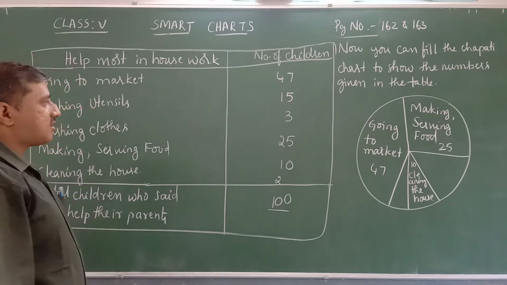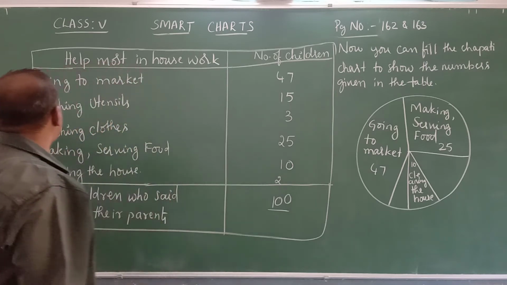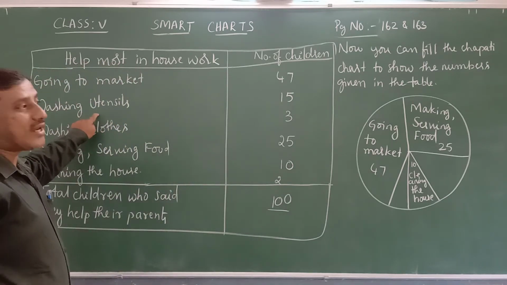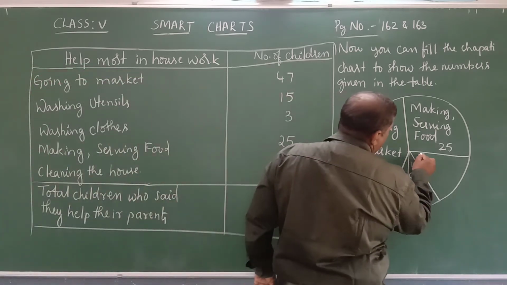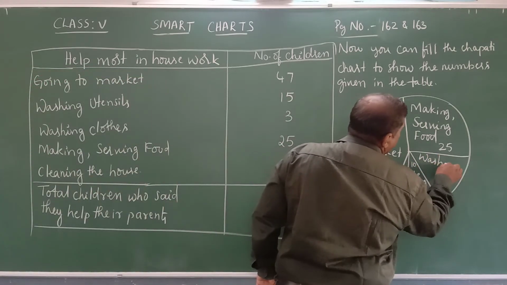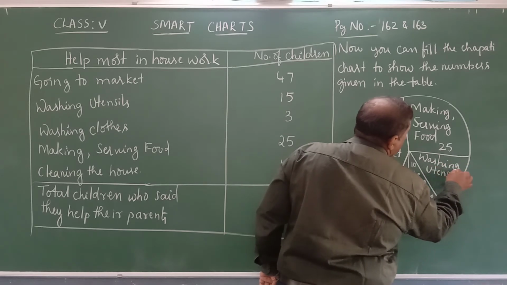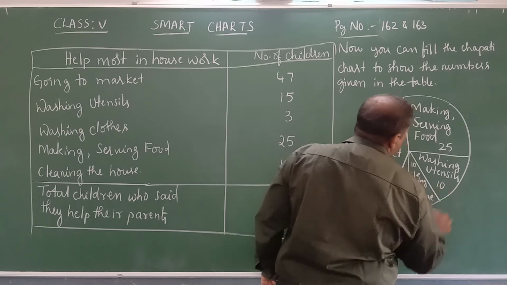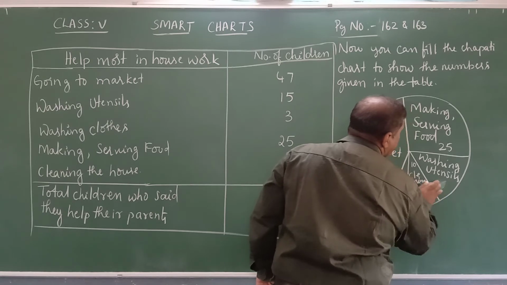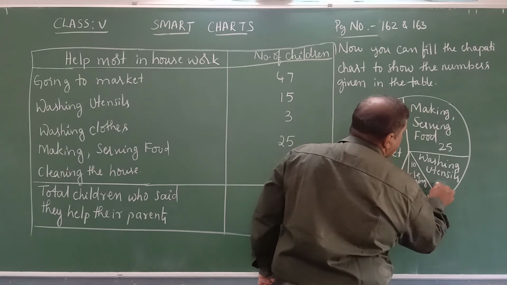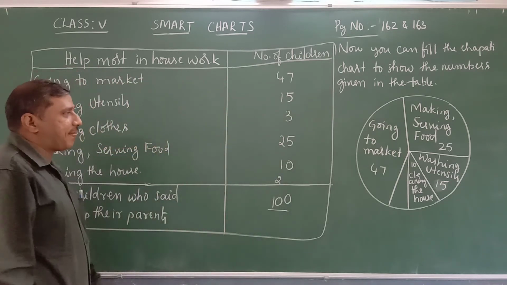Next is the highest, what is it? 15 is there. That 15 is representing what? Washing utensils. So this part will give you washing utensils. So how many children is it? 15 children are helping their parents in washing the utensils. 15 students are helping.